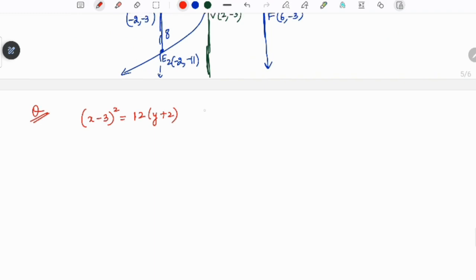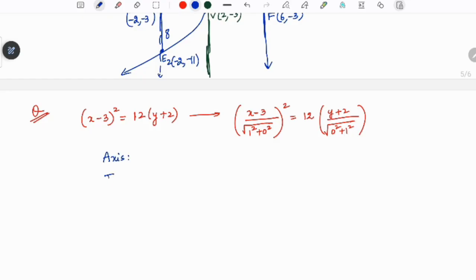First, what should we do? Write this in perpendicular distance form. Root of 1 square plus 0 square, equal to 12 into (y plus 2) divided by root of 0 square plus 1 square. So divided by 1 only. So, what are the axis, tangent at vertex, and latus rectum?